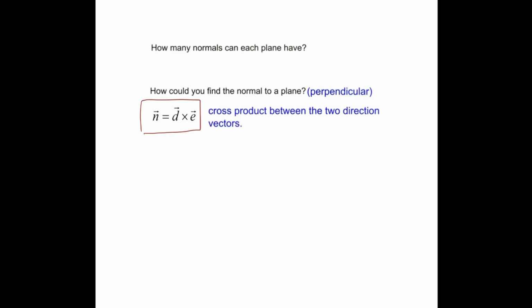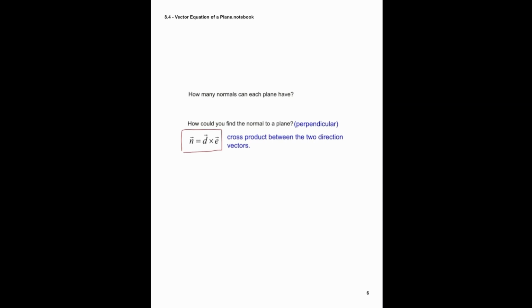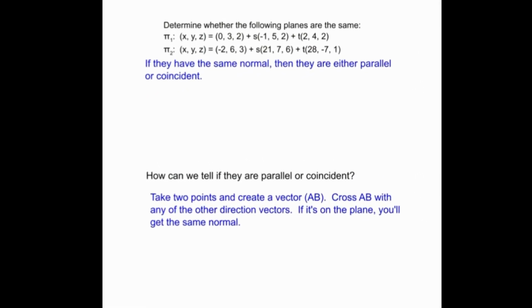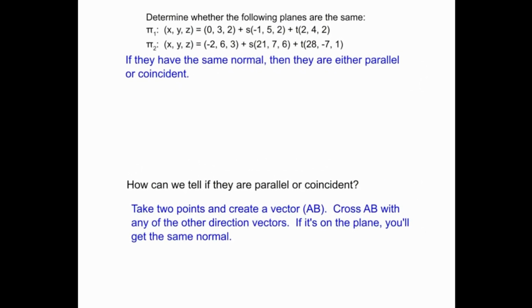So let's take a look and see what that looks like. Let's jump right into an example. We want to determine whether the following planes are the same. If they have the same normal, then they are either going to be parallel or coincident. Those are our two choices.